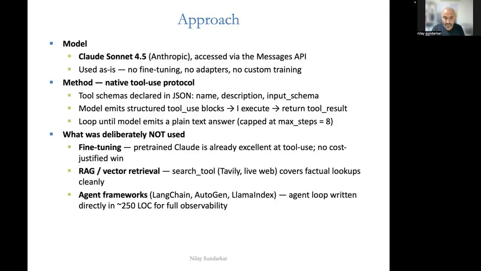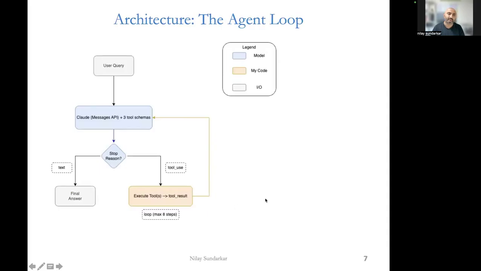Next, the architecture. Here is the full architecture, or a simplified version of it, in a single diagram. It's a single loop with three exits. A query comes in. It is sent to Claude along with the schemas for the three tools that I have. Claude responds. Every response has a stop reason. If it is just text, that's the final answer. We extract it and we are done. If it's tool use, Claude is telling me that it wants to call one of the three tools that I gave it, with an argument.